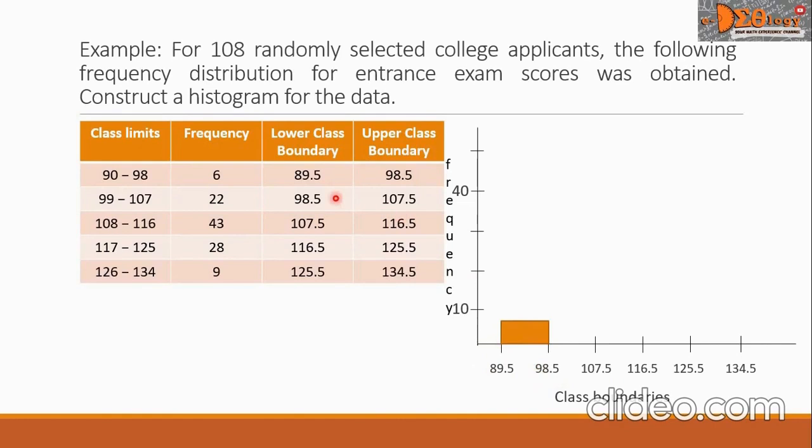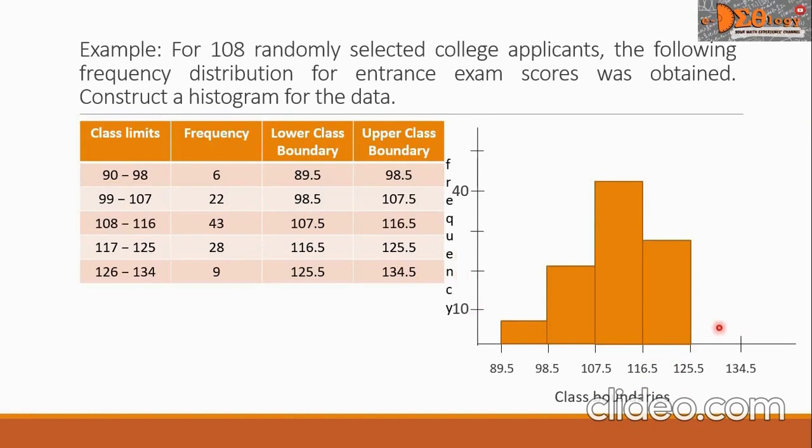For the second class interval, we have the class boundaries from 98.5 to 107.5. So this is our interval, and the rectangle corresponding to that is this one with a height that is equal to 22 in the frequency. The third class interval has class boundaries from 107.5 to 116.5. And the rectangle for this class is given here with a height of 43 in the frequency. For the fourth class interval, we have class boundaries from 116.5 to 125.5, and the rectangle corresponding to this is given with a height that is equal to 28 in the frequency.